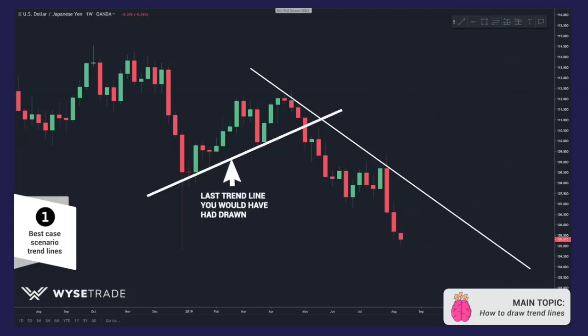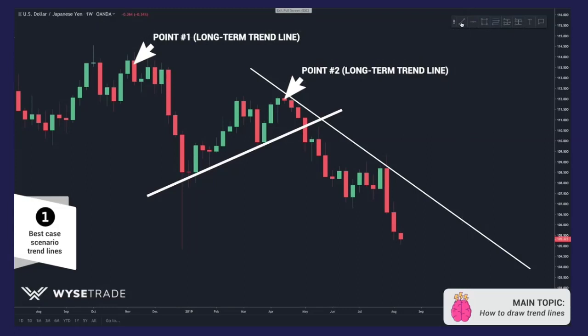So here was your last trend line that would have been drawn before price broke the trend line. Now, if you want, you can also draw this longer term trend line along these higher points like this.